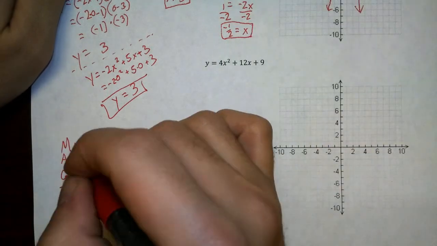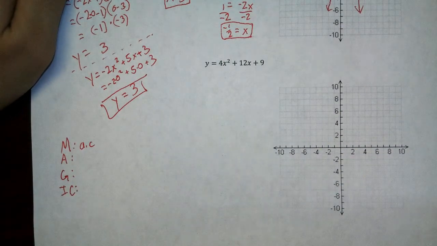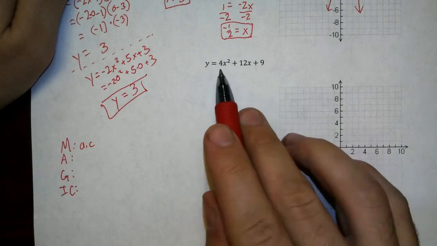So we're going to do the magic. We have a times c, right? What is our a? In standard form, this is our a.